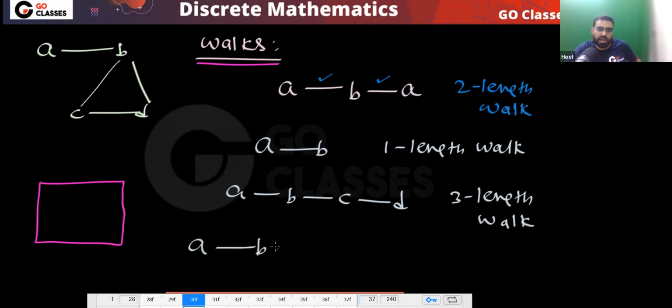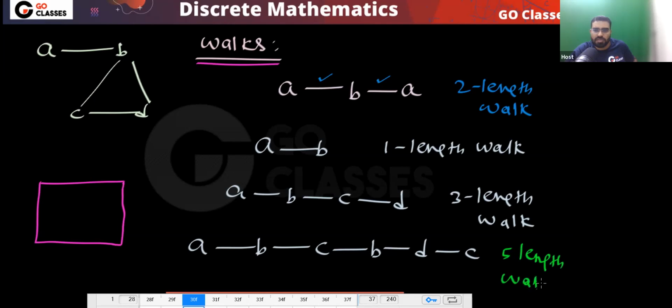For example, you can go from A to B, then to C, then to B, then to D, then to C. This is also a walk. You can easily see that this is a five length walk.